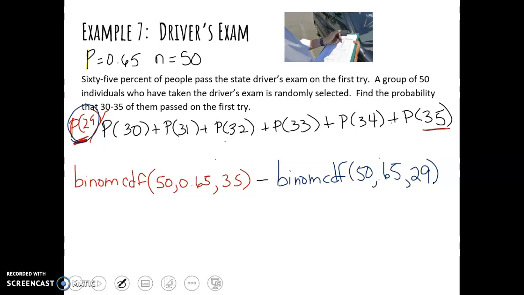And you can type it in just like this. You can type it in binomial CDF 50, 0.65, 35 minus binomial CDF 50, 0.65, 29. And it looks like your answer would be 0.6262. And that is all for binomial distribution. Let me know if you have questions.